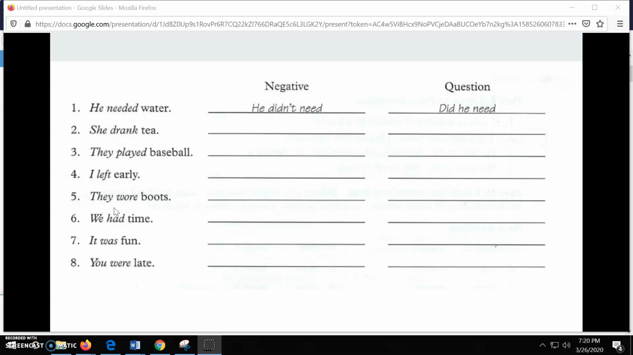So notice that when you use didn't, or when you make questions with did, the main verb is used in the base form. So you say he didn't need. There's no -ed, not needed, but need. He didn't need. And the question is, did he need? Once again, need is used in the base form. The verb need is in the base form. Okay, so go ahead, pause the video and write the negative and question forms in your notebooks, please.